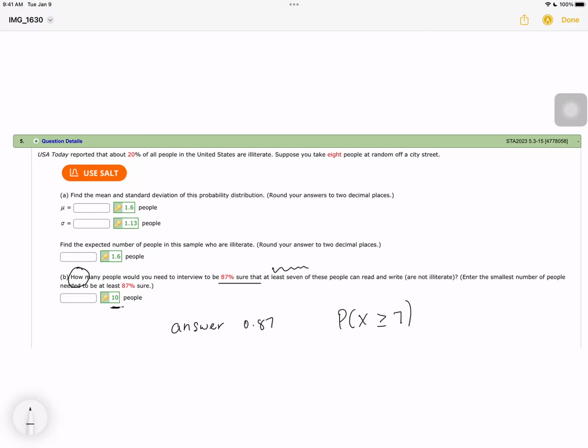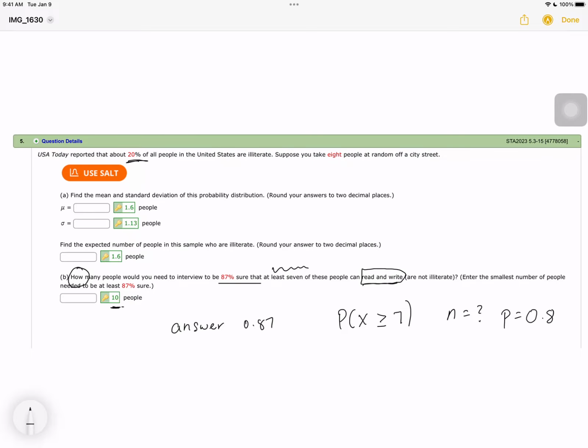Of course, n is what we're looking for. So we don't know what n is, how many people, but we know what p is. So what is p? To be sure, at least 7 people can read and write. 20% are illiterate. That means 80% can read and write. So you have to use a 0.8 probability. Like I said, all of this needs to be done in StatCrunch.